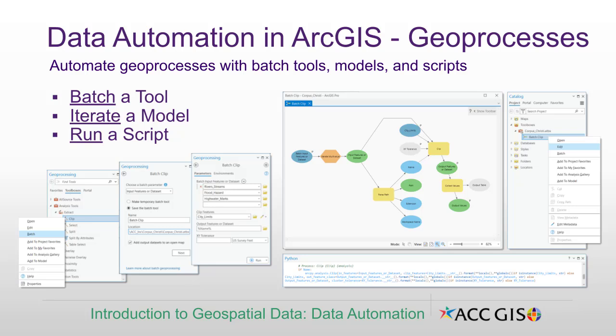Now the batch clip is saved in your project toolbox. If you look on the right-hand side of your screen, you can see in the catalog pane, I have expanded the Mini Muni toolbox to expose the batch clip tool. I could run it again there, or I can right-click on it and add it to a model. In the middle of your screen, you can see the batch clip as it exists in an ArcGIS ModelBuilder model, which I could go in and manipulate even further so that I could iterate and process through a lot of data or a lot of features at once, for example.